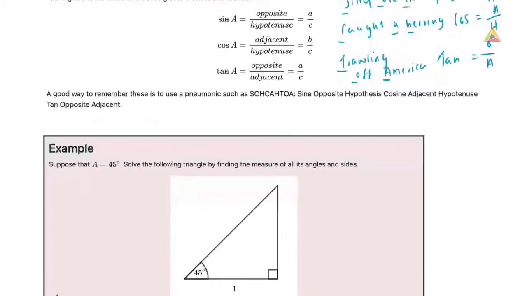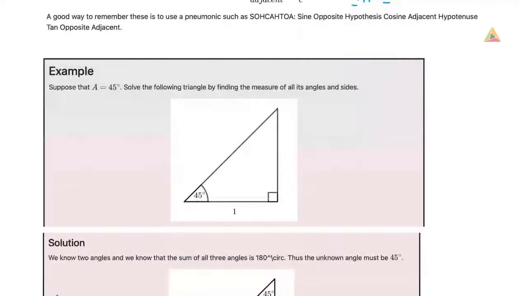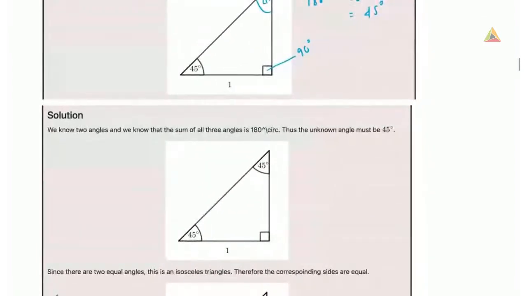So we look at this example here. Suppose that A is 45 degrees. Solve the following triangle by finding the measure of all of its angles and sides. Okay. We know that this is going to be 90 degrees because the symbol is there for 90 degrees. Now, there are 180 degrees in a triangle, so 180 degrees in total, minus the two angles that we have, so it's 90 plus 45. That's 135, so 180 degrees minus 135 degrees, and that will give us 45 degrees. So that angle there is 45 degrees. So that's the first bit done.